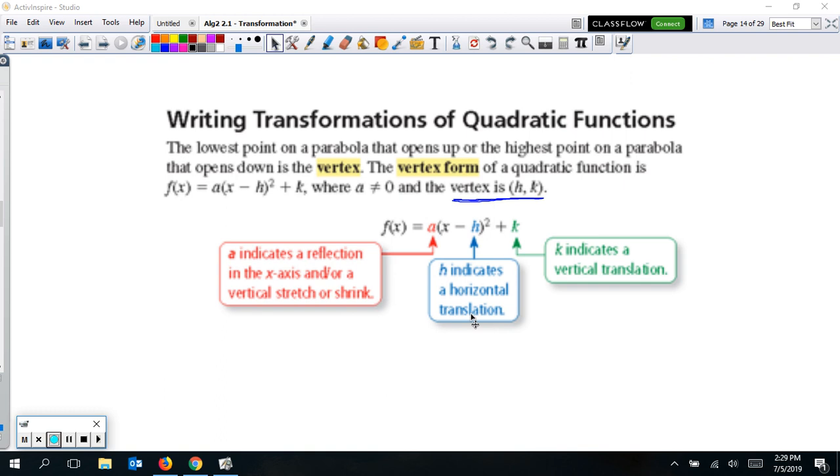The h number always is going to be indicating horizontal translation. It's going to go left or right. And the k number always indicates the vertical translation. That's always going to go up or down. So you may want to put up or down for this one, right, left for this blue one here. All right, because we need to know that as we start to write these transformations.